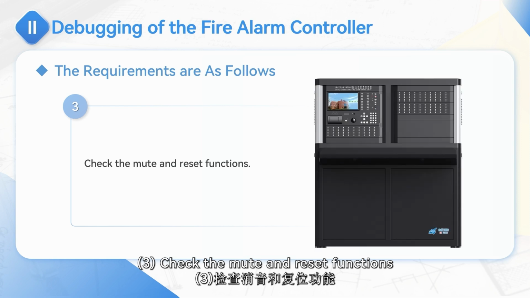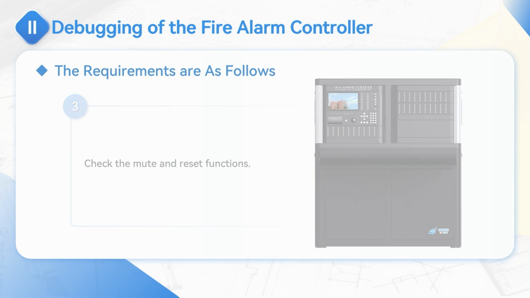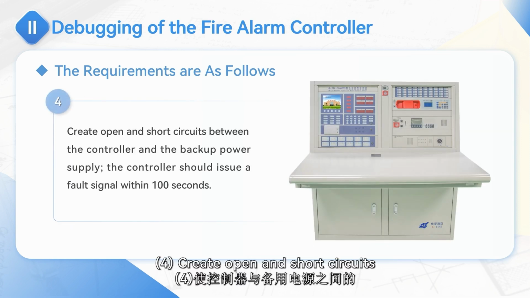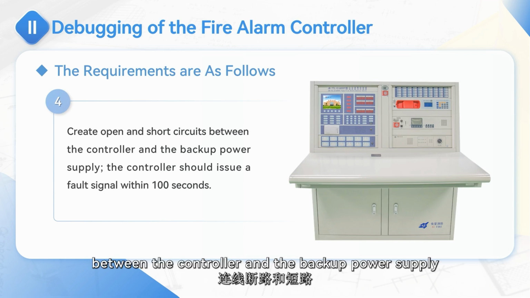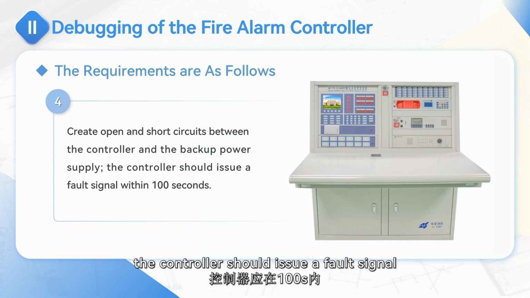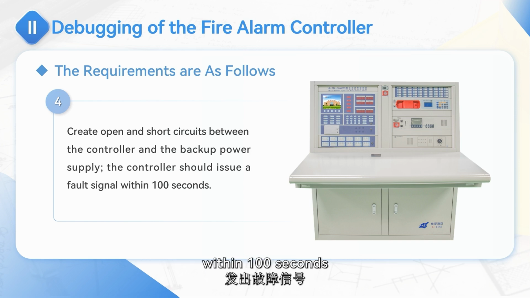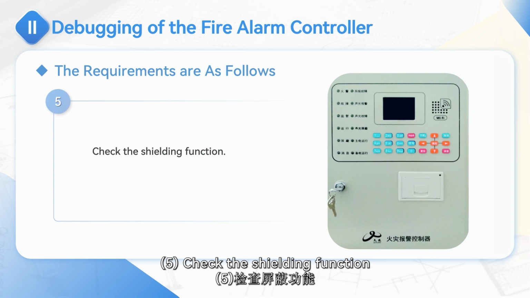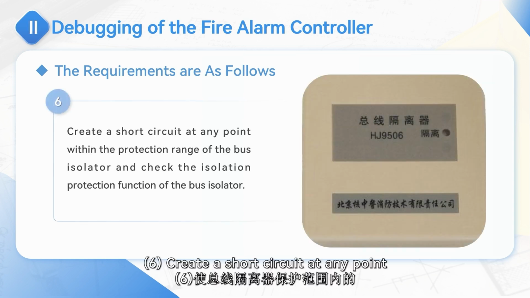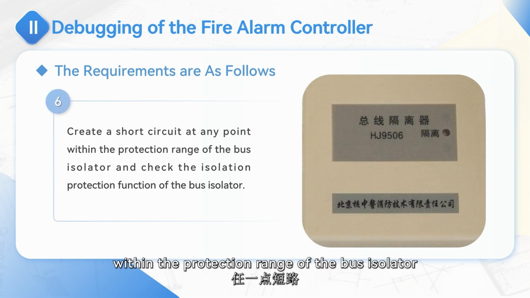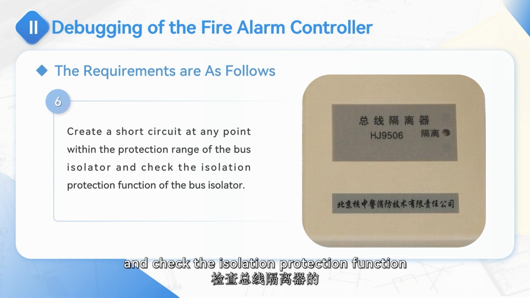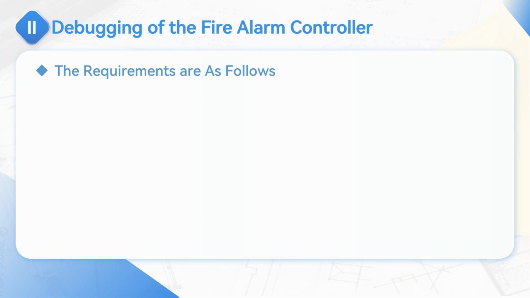3. Check the mute and reset functions. 4. Create open and short circuits between the controller and the backup power supply. The controller should issue a fault signal within 100 seconds. 5. Check the shielding function. 6. Create a short circuit at any point within the protection range of the bus isolator and check the isolation protection function of the bus isolator.